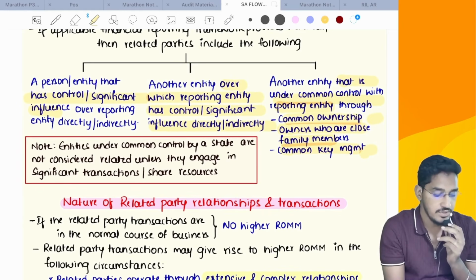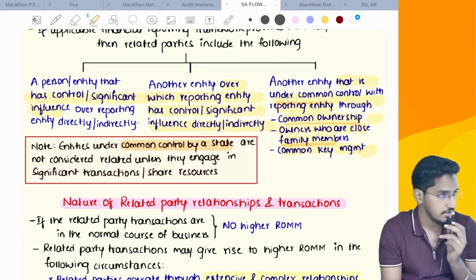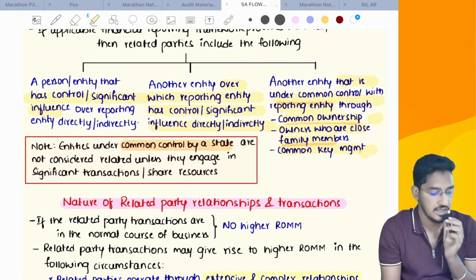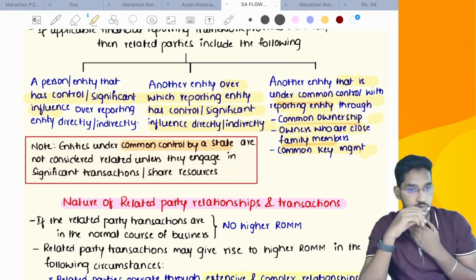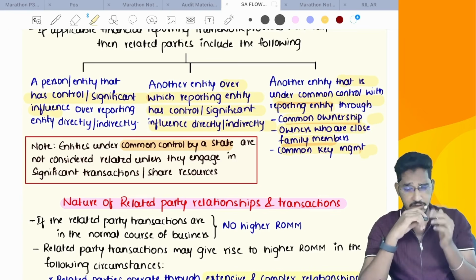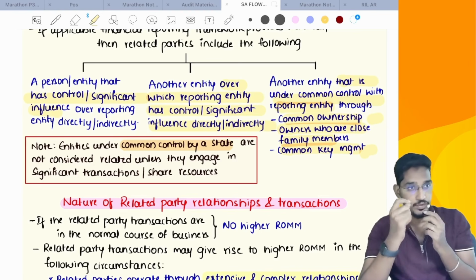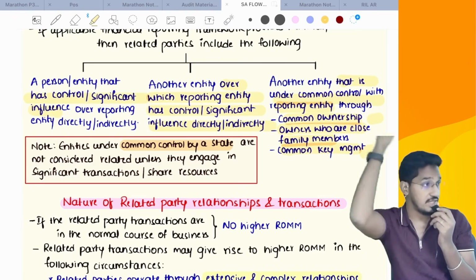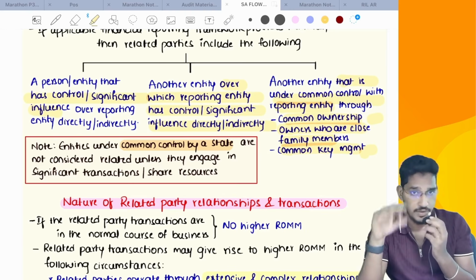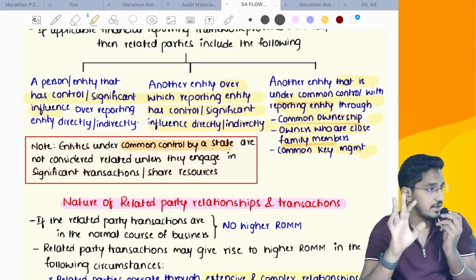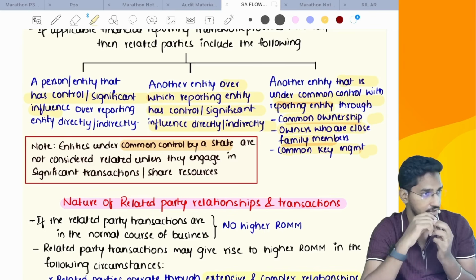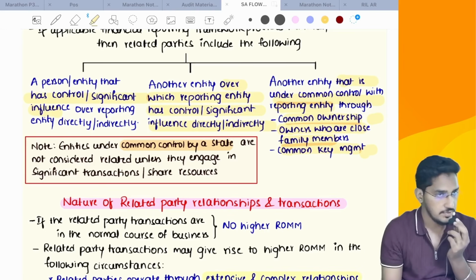They say that entities which are under common control by a state, even though they are under common control, will not be considered related unless they engage in significant transactions or share resources. I told you that if two entities are under common control, they will be considered related. There is one exception to that rule. If two entities are under common control of a state, state in the sense of government, they will not be considered related unless they share resources or unless they engage in significant transactions. So this is how the term related party has been defined.